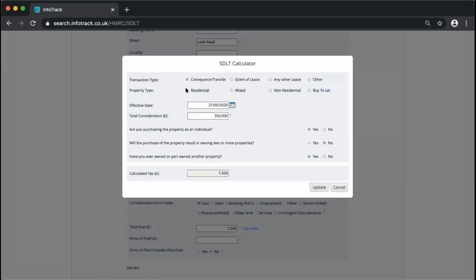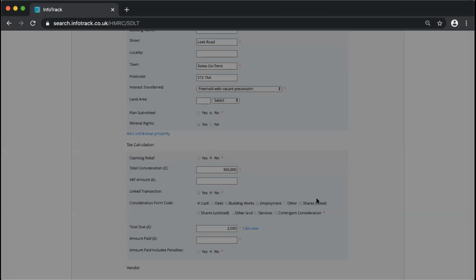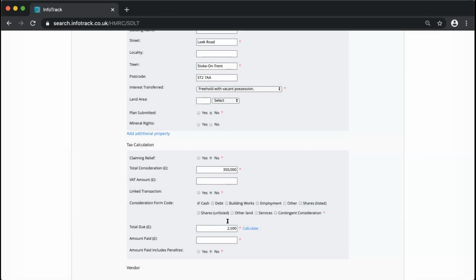Additionally, if we stick to residential and we go through and answer the questions as if our client is a first time buyer, so purchasing the property as an individual, not resulting in owning 2 or more properties, and not owning another property as a main residence, you'll see that that has now reduced the tax to be paid on this property. So I'll go ahead and update that. In it goes into the total due, and then we would type that again to say the amount being paid to HMRC in this instance.